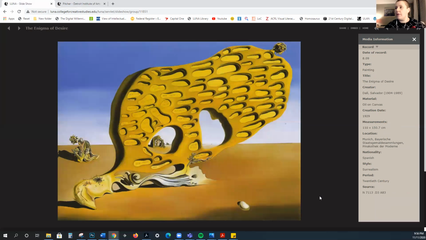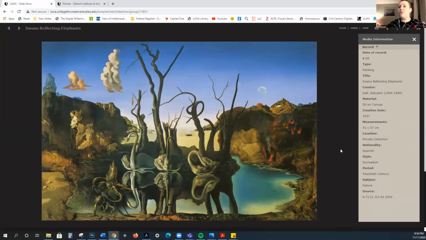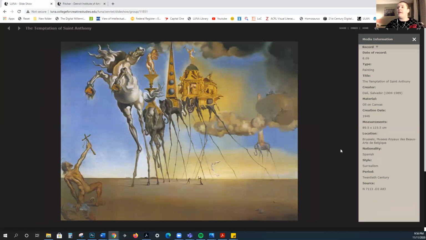So Dali, right? We're used to these images, these landscapes that look like they could be real landscapes, but the elements make no sense. And so this is intended to look like a dream, like a nightmare potentially. So this is The Temptation of Saint Anthony.